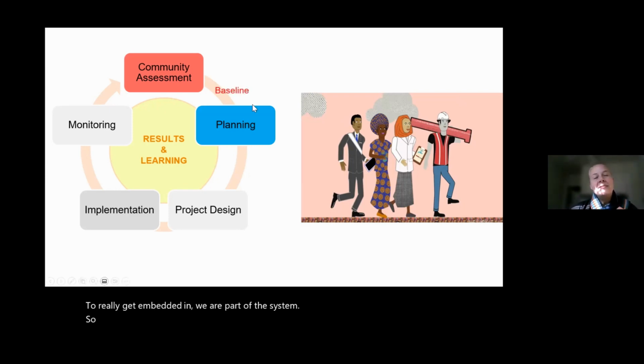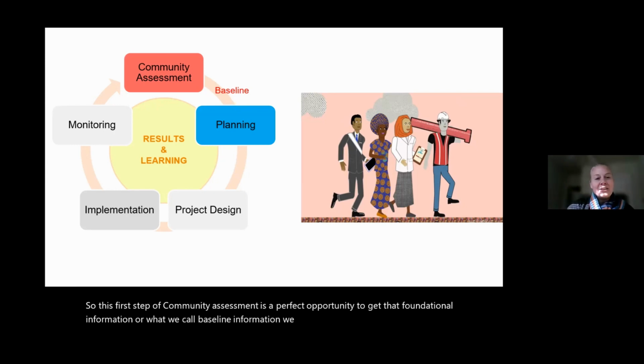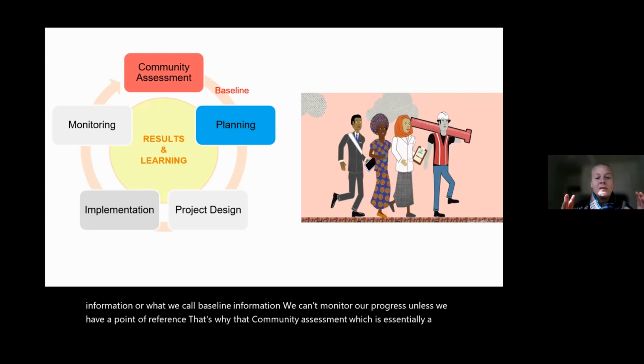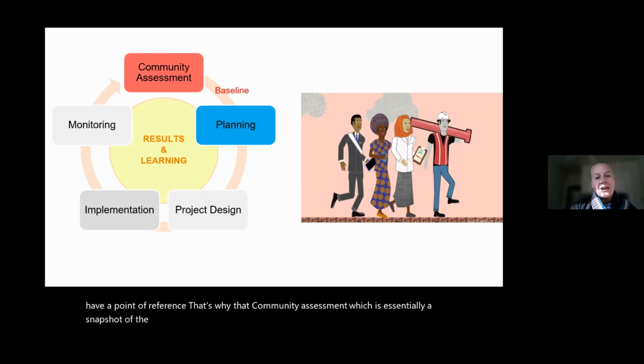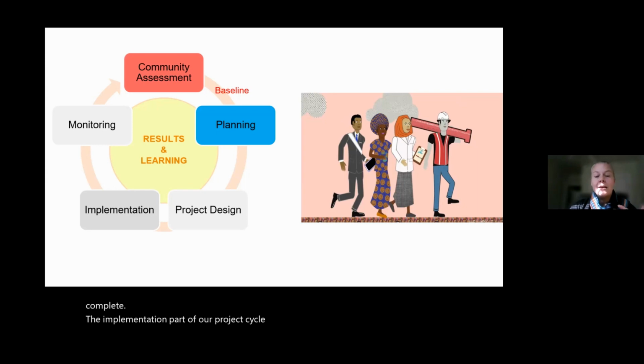So this first step of community assessment is a perfect opportunity to get that foundational information, or what we call baseline information. We can't monitor our progress unless we have a point of reference. That's why that community assessment, which is essentially a snapshot of the community where they are at that time. And that way, when we complete the implementation part of our project cycle, we're able to compare against the baseline. Okay, next slide.